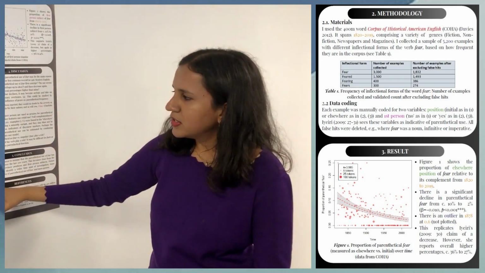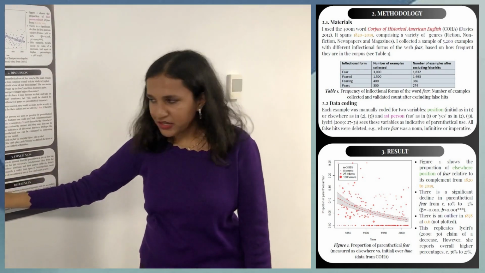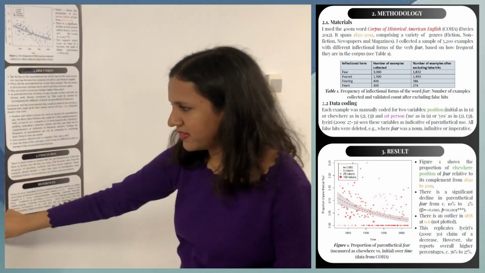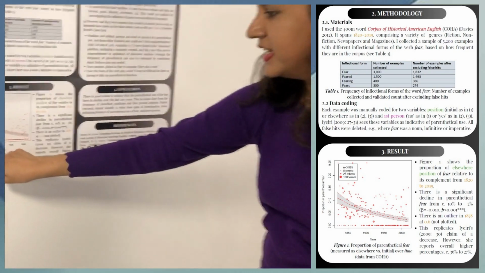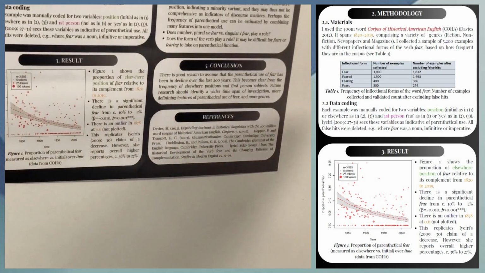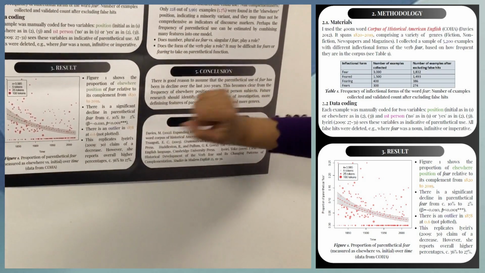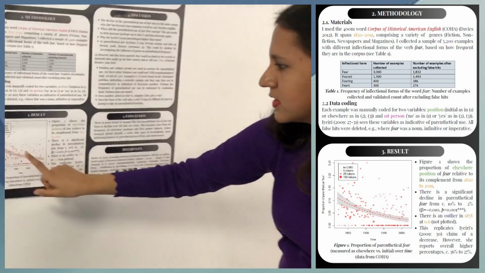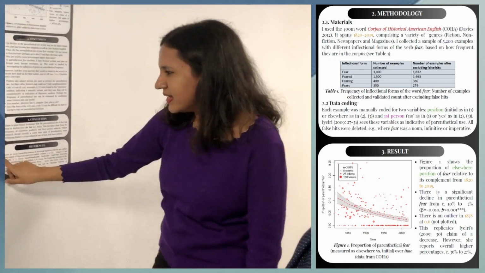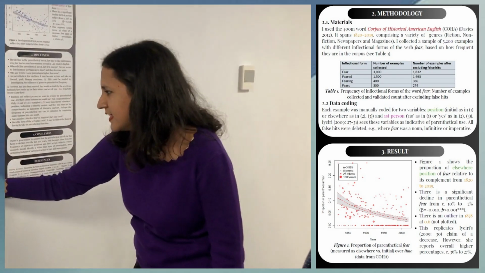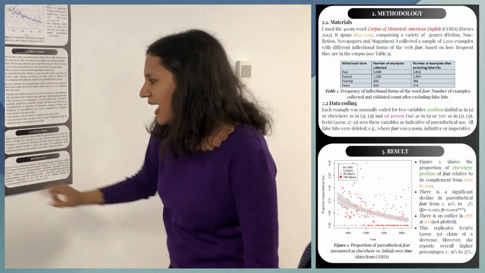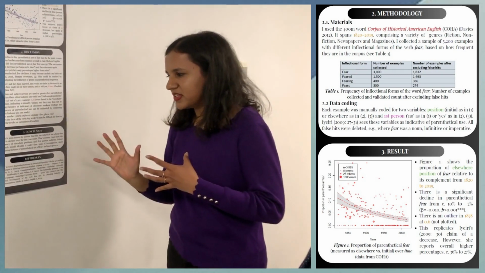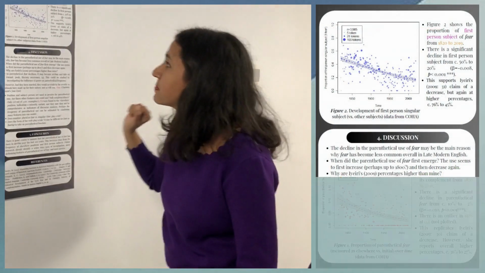And I used R to conduct logistic regression. As you can see, figure 1 illustrates the proportion of parenthetical fear, measured as elsewhere versus initial, over time. It's evident that there is a significant decline in the use of parenthetical fear from 10% to 2%. There is an outlier in 1878 at 0.6, but it is not plotted here, and this also replicates Iyeiri's claim of a decrease. However, she reports overall higher percentages, from 36 to 27.